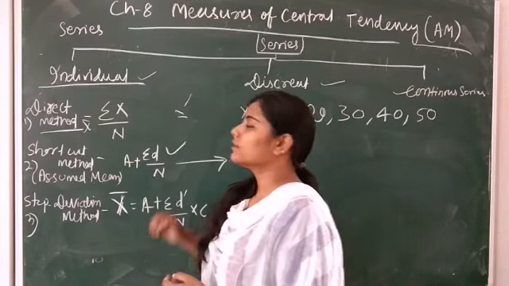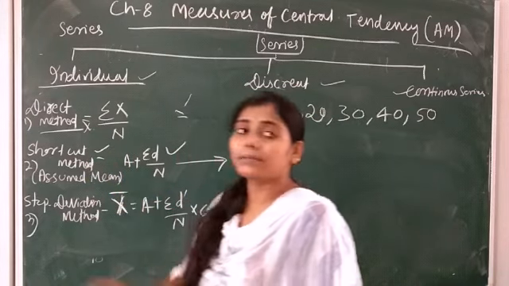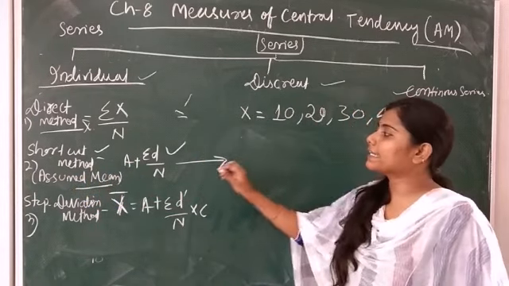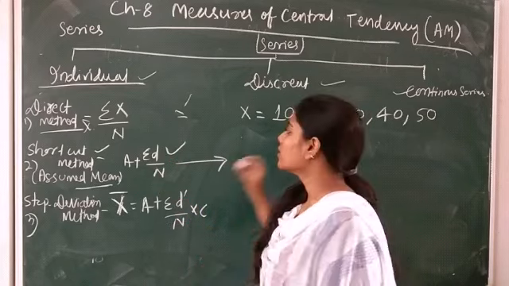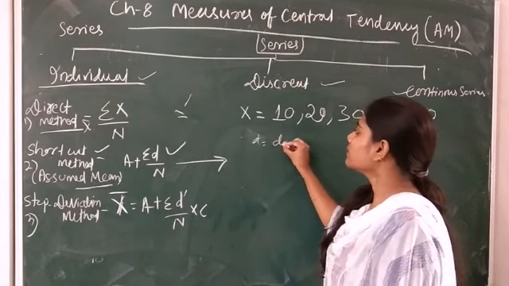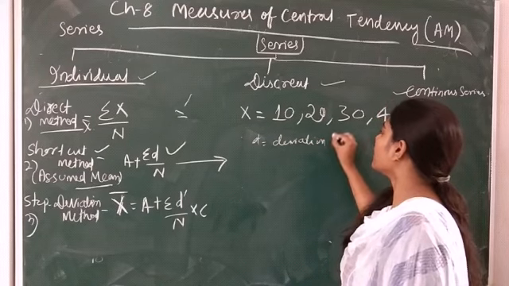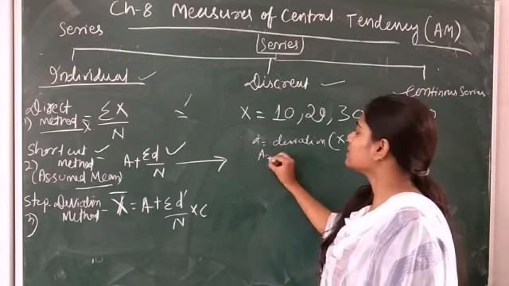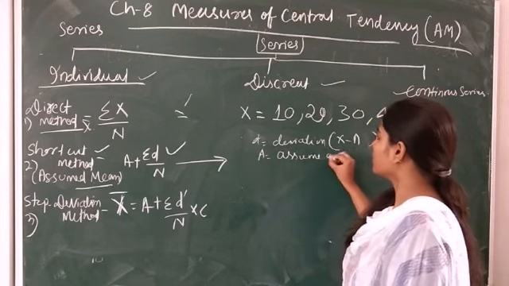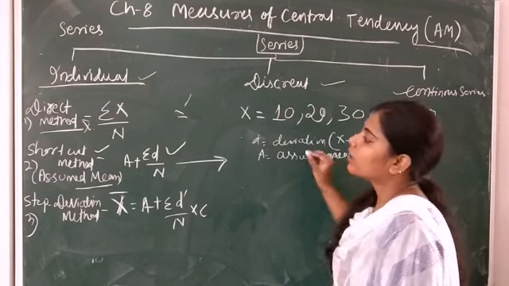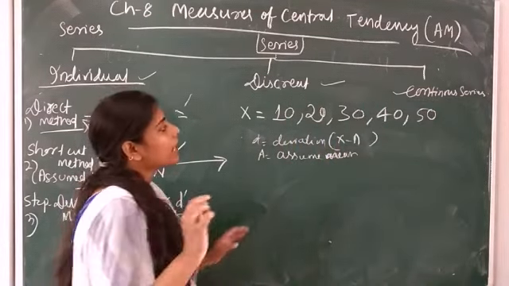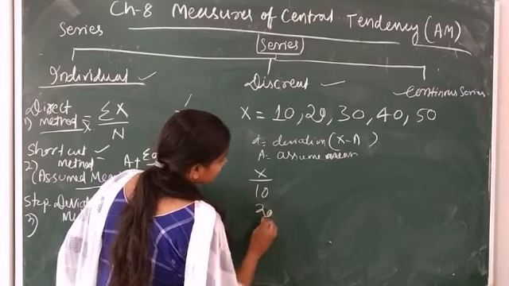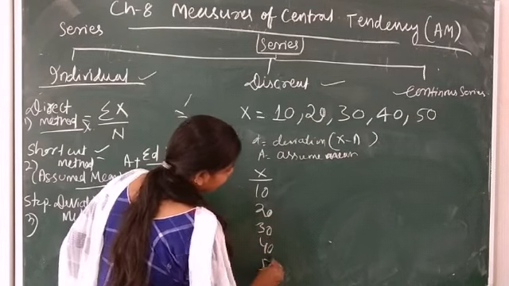Now we define the arithmetic mean under the shortcut method. The shortcut method is also known as the assumed mean method. The formula is a plus sigma d by n. Here d equals deviation, and the formula to find d is x minus a, where a is the assumed mean. Now we calculate the mean under the shortcut method following the same example. Here x is 10, 20, 30, 40 and 50.